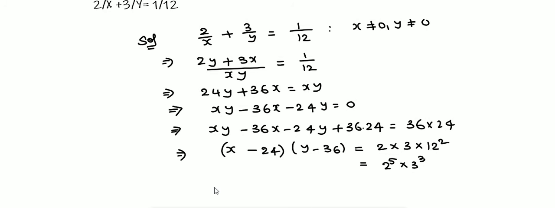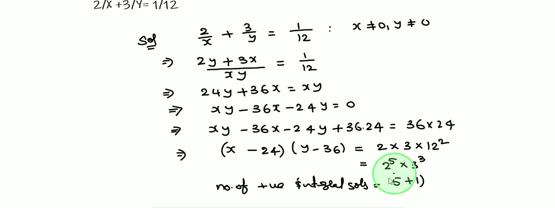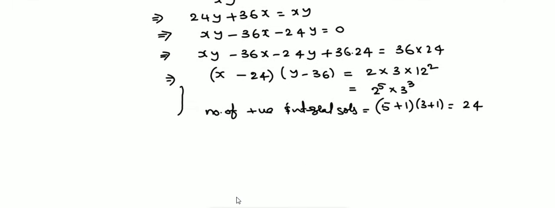So as we know, the number of positive integral solutions is (5 + 1) times (3 + 1), which is equal to 6 fours are 24. But we are looking for integral solutions, instead of positive integral solutions.